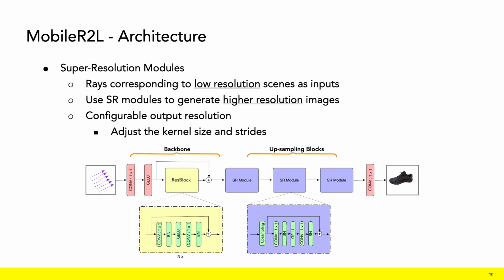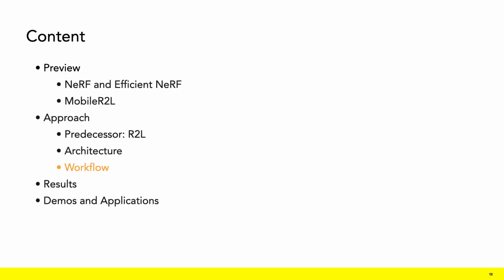The upsampling blocks consist of three super resolution modules, which are composed of res blocks and upsampling layers. Because of the upsampling blocks, the model can take low resolution inputs, which reduces latency significantly. For example, we use 8x upsampling and 12x upsampling for the Blender and LLFF datasets respectively.